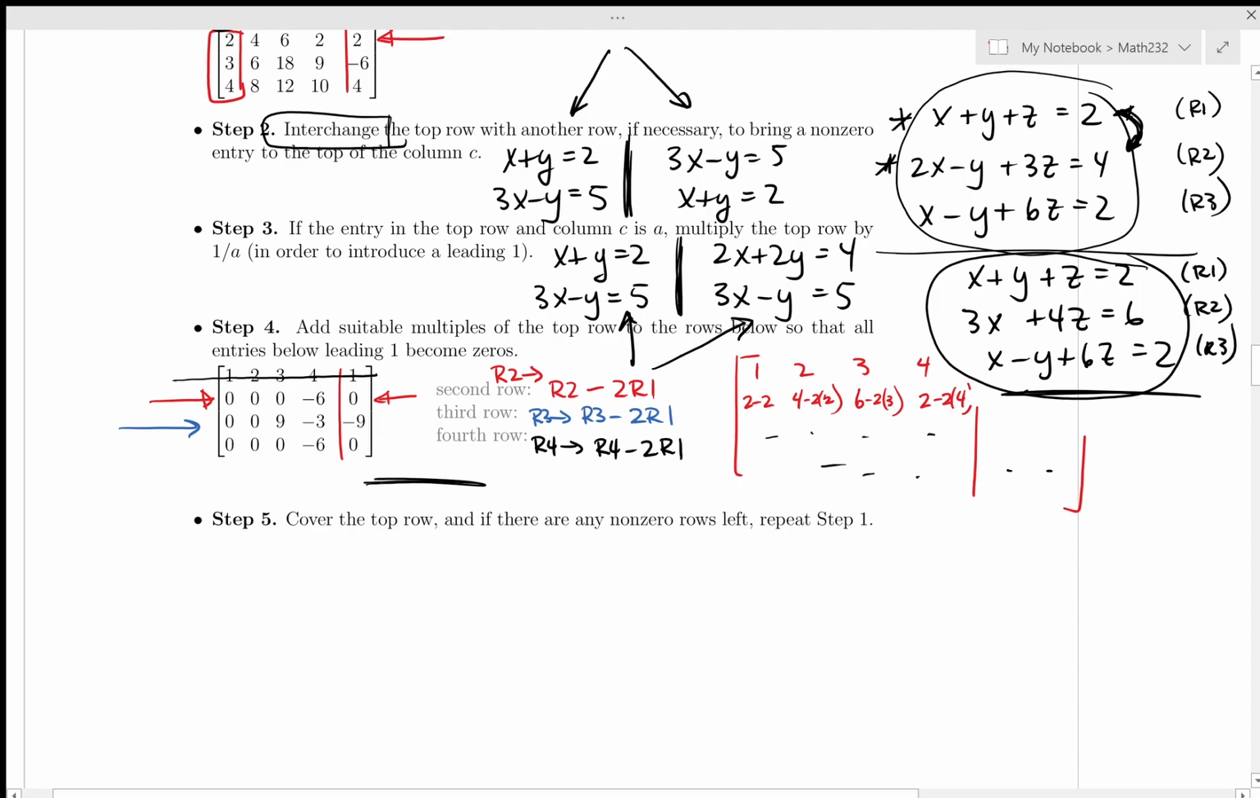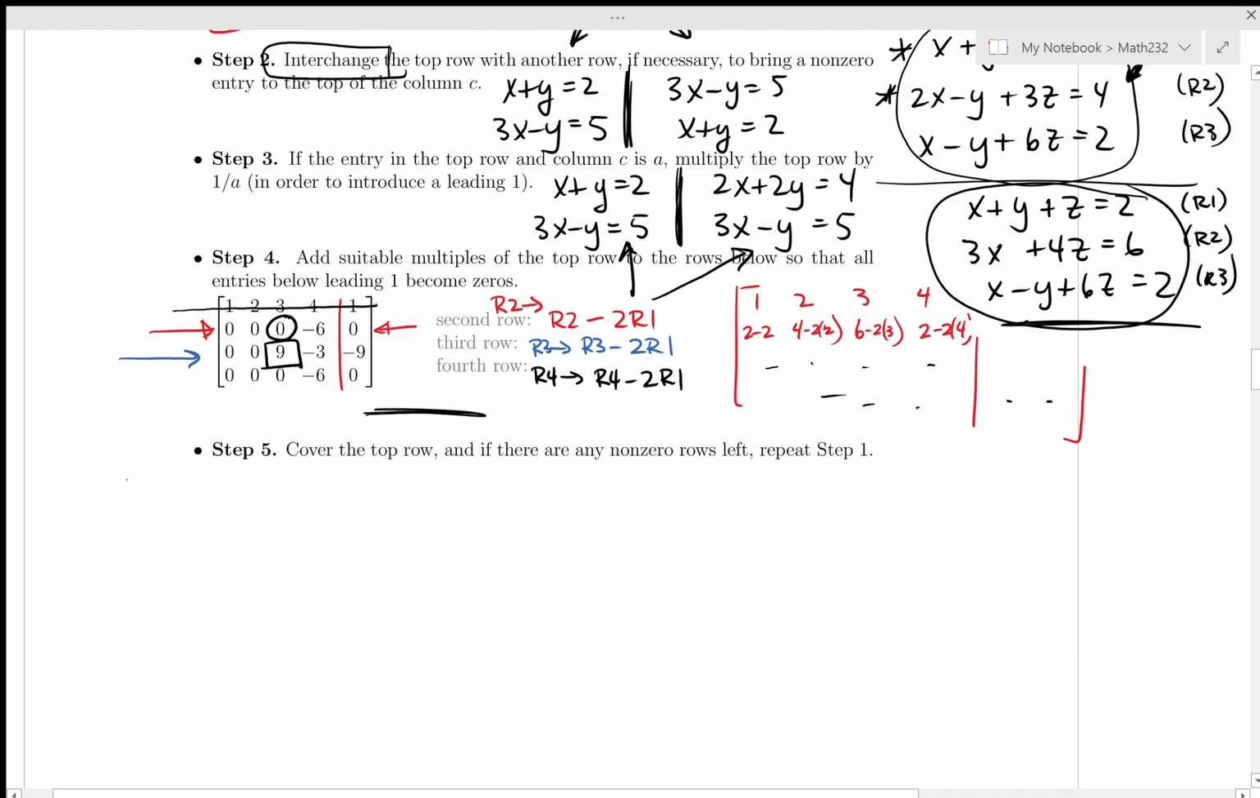It's not gone, but I'm kind of covering it up, and I'm looking, and what do I notice at that point? I notice that there's a 0 here, but there's a 9 here. Okay, so I need to do an exchange. So my next step here would be to exchange rows 2 and 3. That's step 2. Okay, and then I write the matrix.